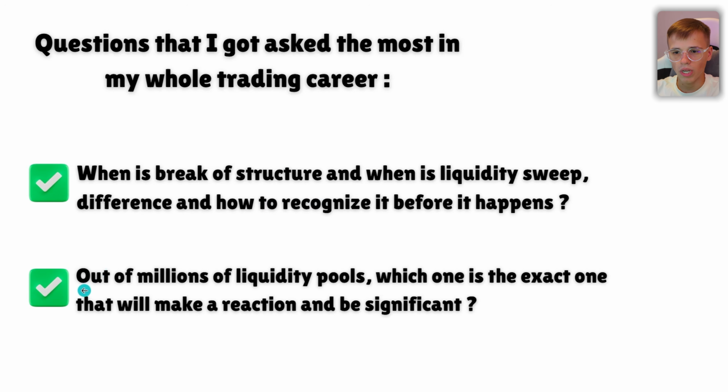And the question that we need to repeat once again: out of millions of liquidity pools, basically highs and lows, so areas with liquidity, which one is the exact one that will make a reaction and be significant? So we always look if there is some liquidity pool from London, New York or Asia session, and those are the liquidities that we are targeting, or that we are waiting for to set up the reversal. If we don't have them, we are just going to look for some nice obvious highs and lows.